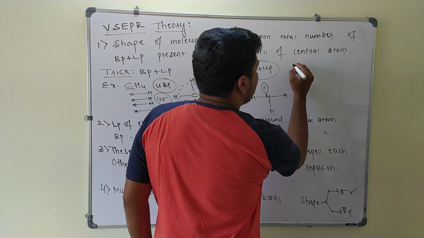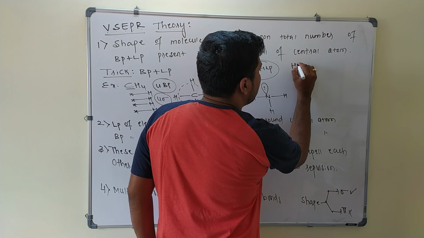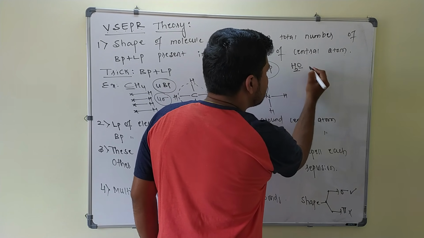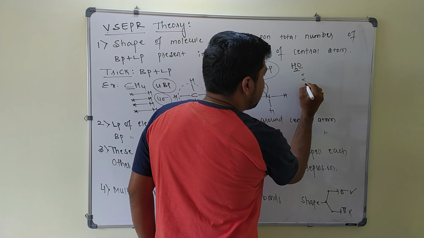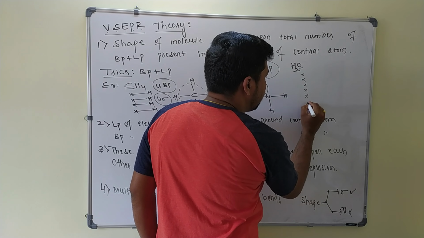So you can take another example here. I will take the water molecule. In this water molecule, oxygen is the central atom, which has 6 valence electrons. Since it belongs to group 16, 6 valence electrons must be there.